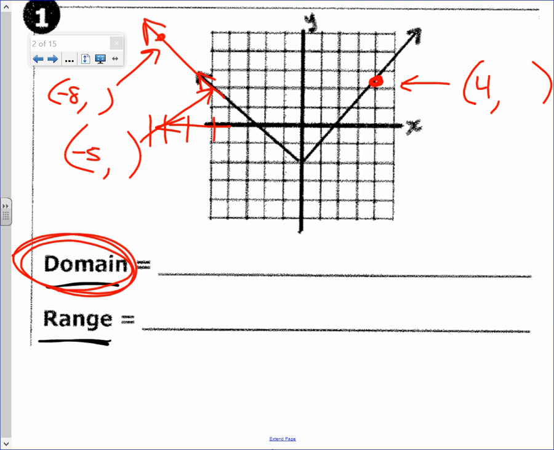How about this over here? We got another arrow here, right? That's going forever that way. Right here it's 4, right here it's 5. If I keep doing 6, 7, 8, 9, 10 something. So positive infinity and negative infinity, x can be any number from negative infinity to positive infinity. Therefore, the domain is, ready? All real numbers.